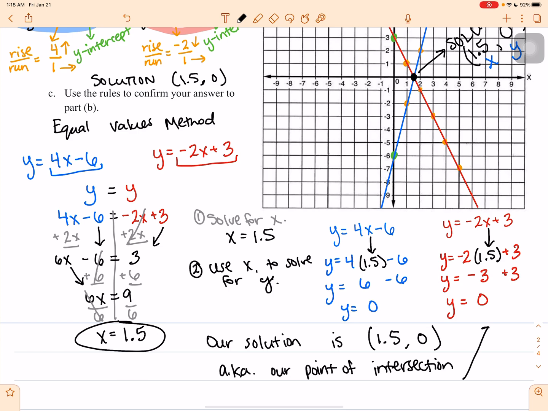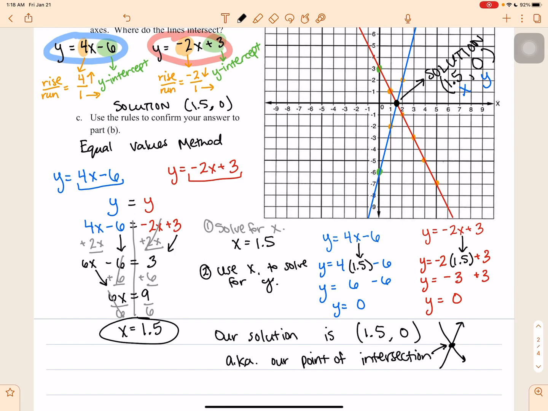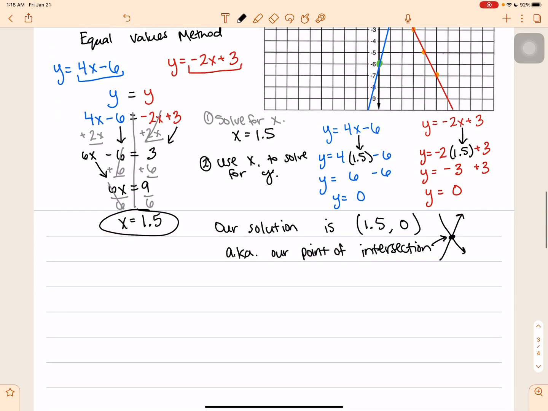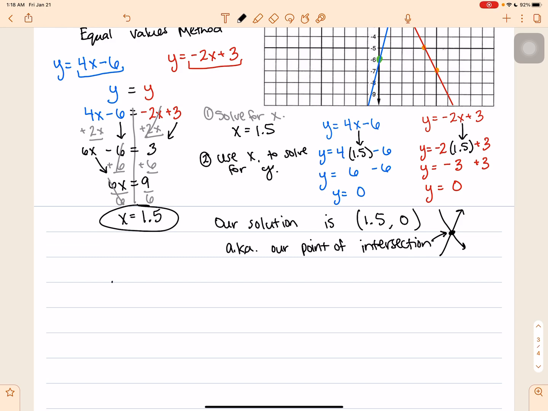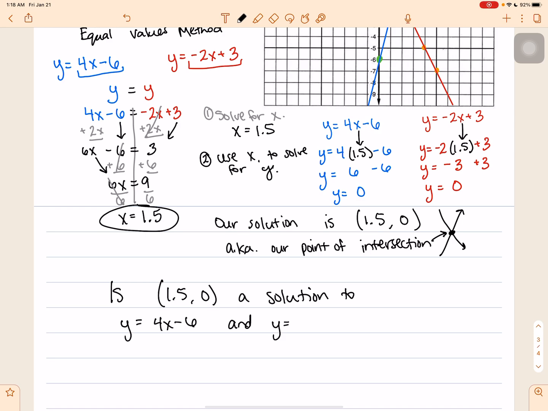Okay? Point of intersection. That's what it is. It's where they cross. All right, so you guys will see problems like this on Khan Academy. They might ask you, is 1.5, 0 a solution to y equals 4x minus 6 and y equals negative 2x plus 3?